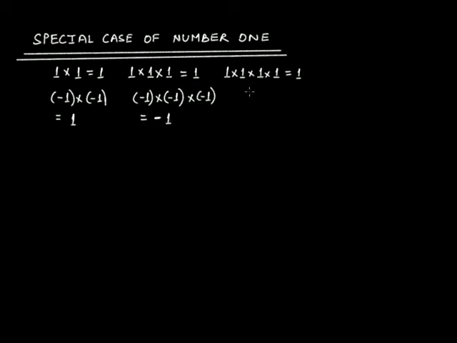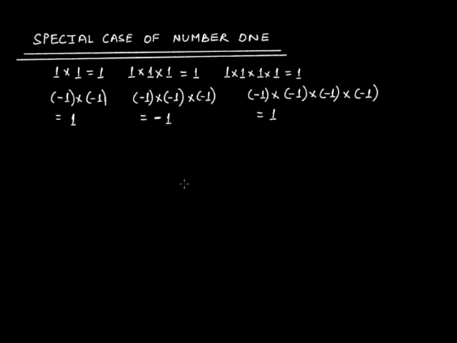What if it was minus 1 times minus 1 times minus 1 times minus 1? The concept will again apply: you have 4 negative integers, and 4 is an even number. If you multiply an even number of negative integers, then your final outcome will not contain a minus sign. So in this case again you'll have only 1.